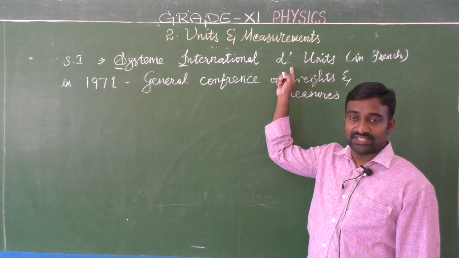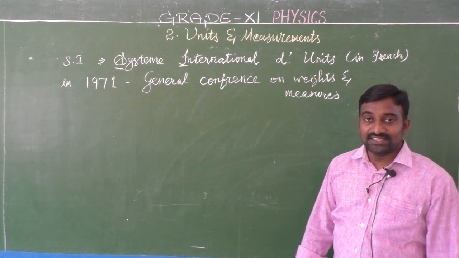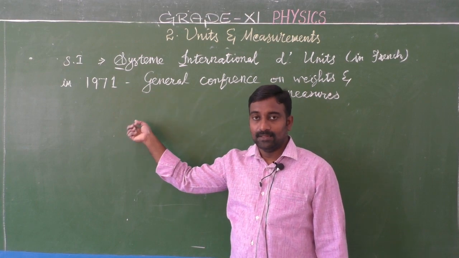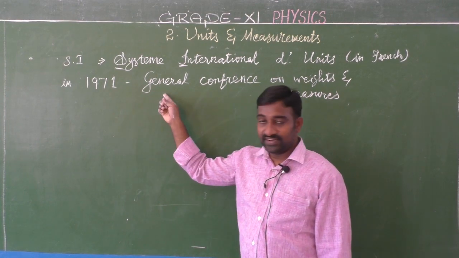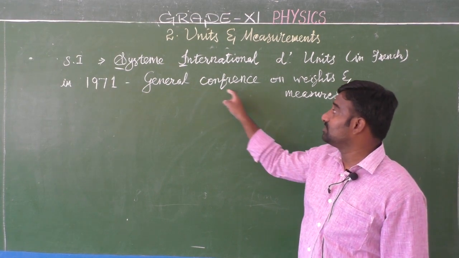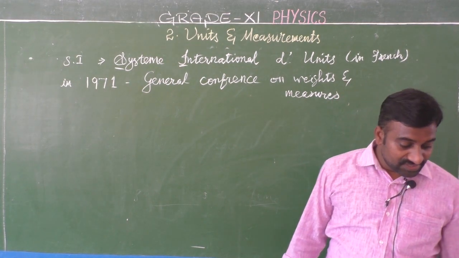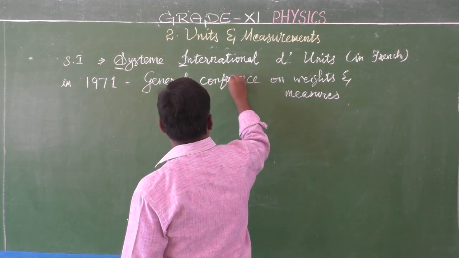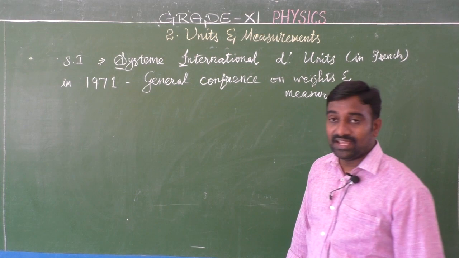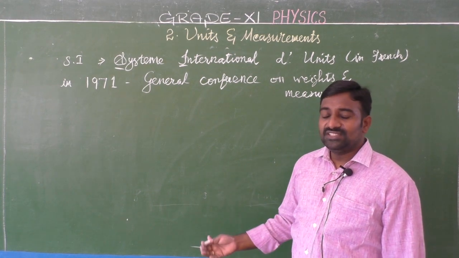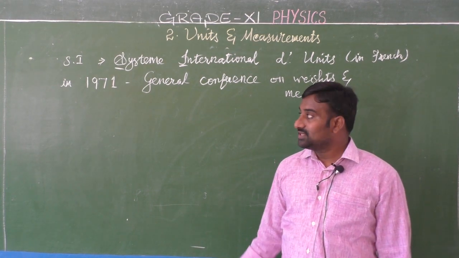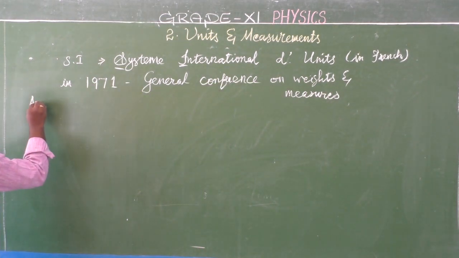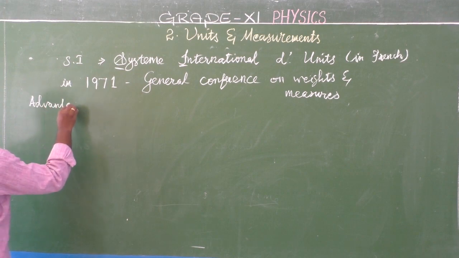So when they introduced this SI system in 1971, in France there was a conference held. The conference name is General Conference on Weights and Measures. They adopted the SI system. But what is the benefit of using the SI system? Next we are going to check the advantages of the SI system.